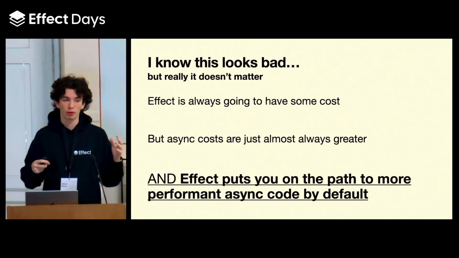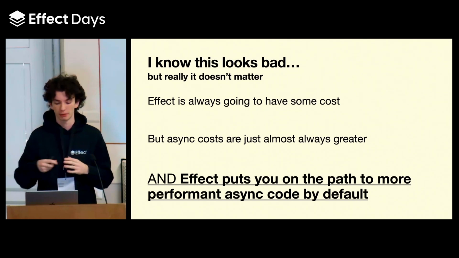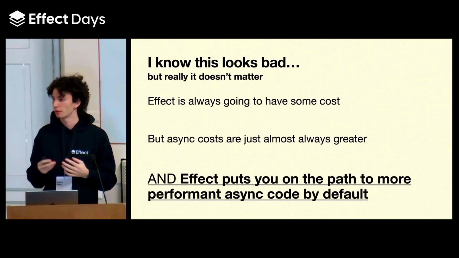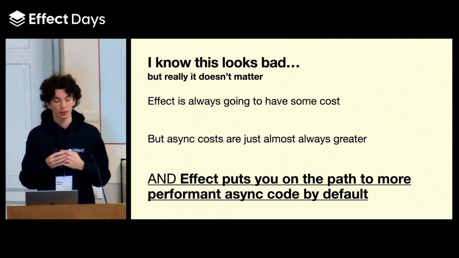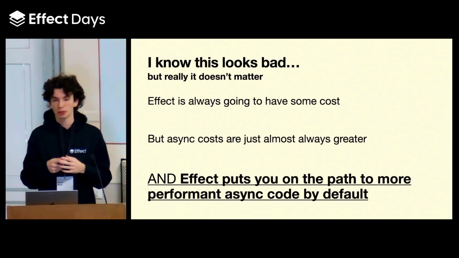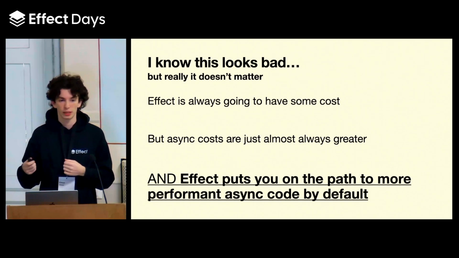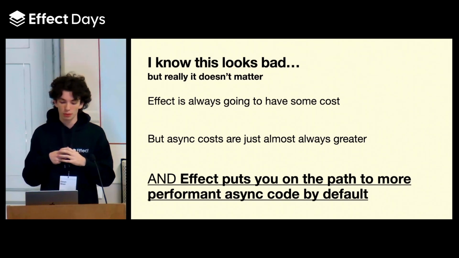The other thing that's really important to mention is that Effect puts you on the path to writing more performant async code by default. And this can actually make up for the smaller sync performance losses you might see. And this comes from stuff like structured concurrency and proper interruption, where in promise land, you might spawn way too many promises, or you can drop a lot of promises, which would still eat up execution time, even though they'll never be consumed.